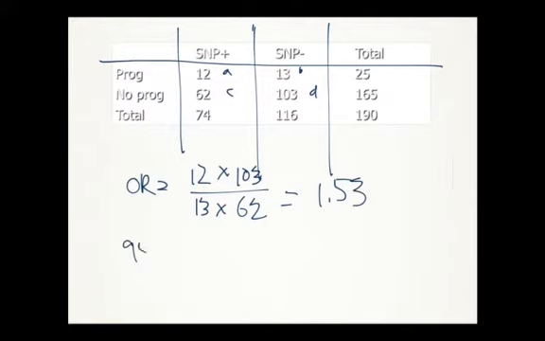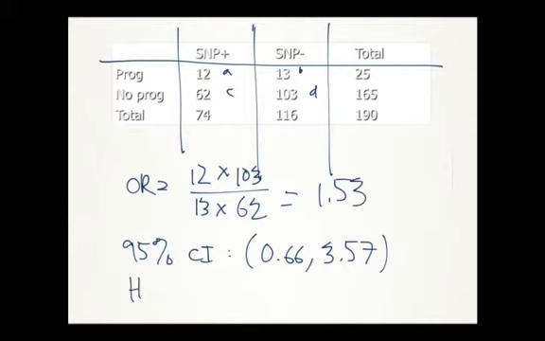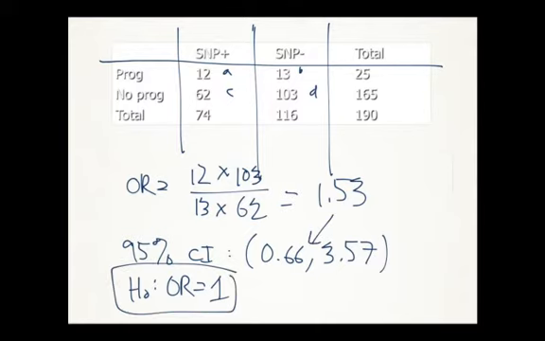Then Stata, we're not going to go through the derivation. Stata can give us a 95% confidence interval, which in this case it turns out goes from 0.66 to 3.57. And so would you reject or fail to reject the null hypothesis? Remember, the null hypothesis for the odds ratio is that it's equal to 1. Turns out 1 is right in the middle of this, so we would fail to reject, right? Because our confidence interval contains the null value, we would fail to reject and conclude that based on our sample, there's no significant difference, okay?